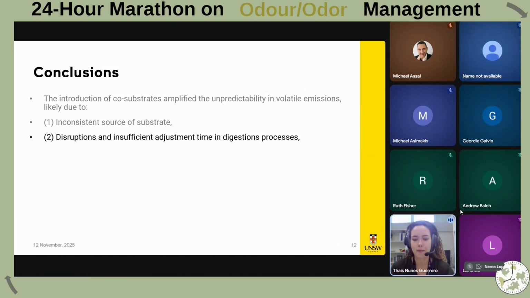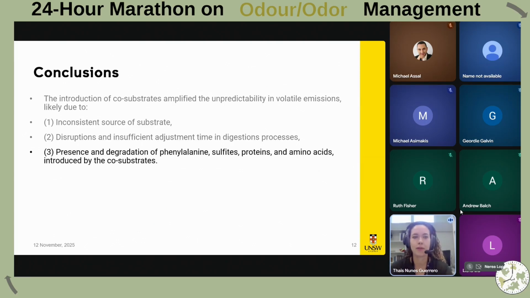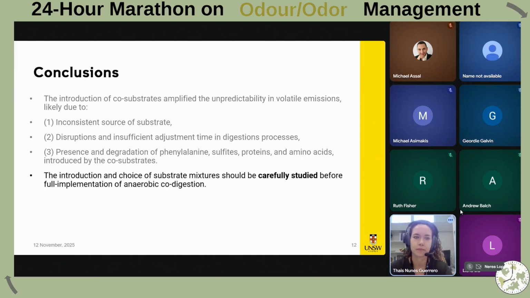And also there might be insufficient adjustment time in the digestion processes, even though we saw steady state conditions for volatile solids removal and biogas production. And then the presence and degradation of the precursors introduced by the co-substrates.